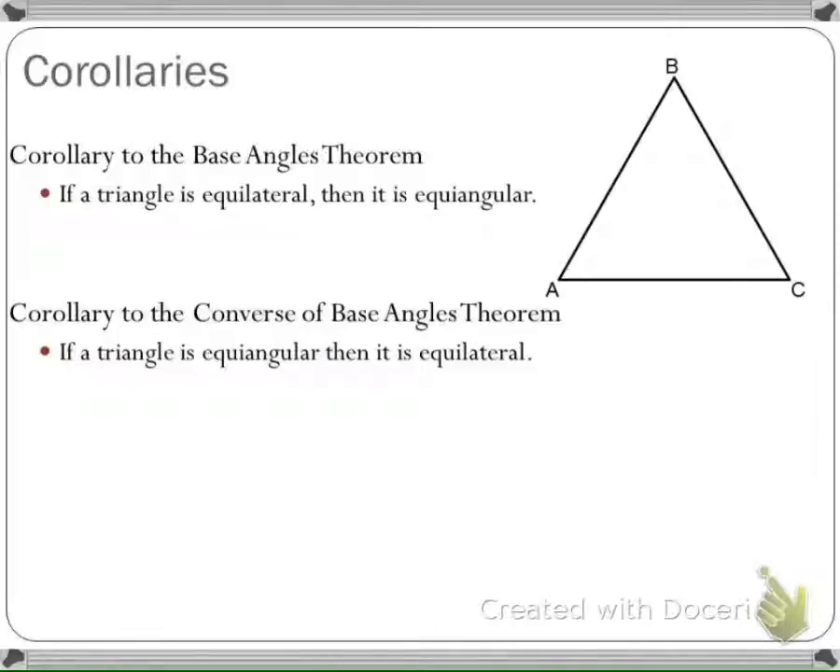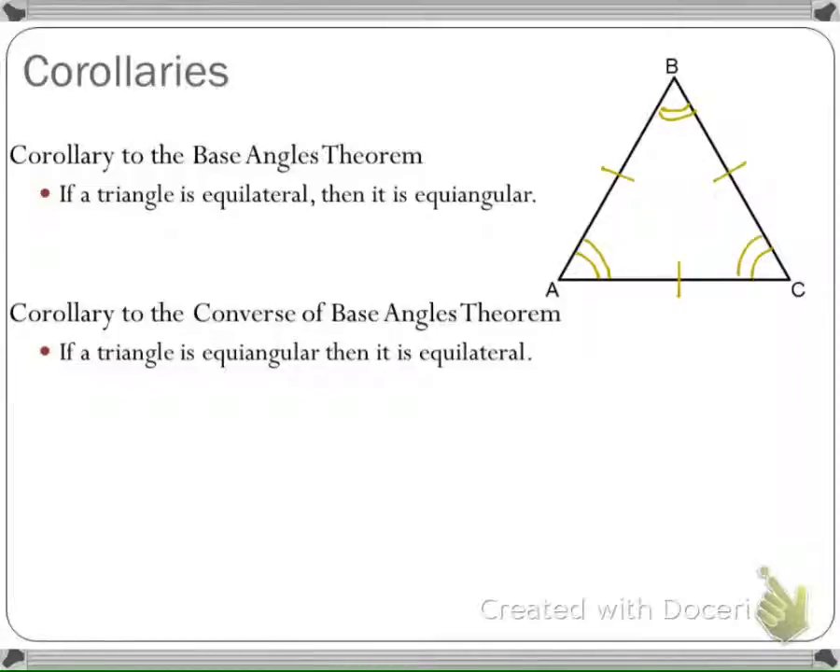Now we have a couple corollaries to the base angles theorem, and the first one is where we first have our equilateral triangles. So if a triangle is equilateral, then it is equiangular. So all the sides are the same. That tells us all the angles are the same.